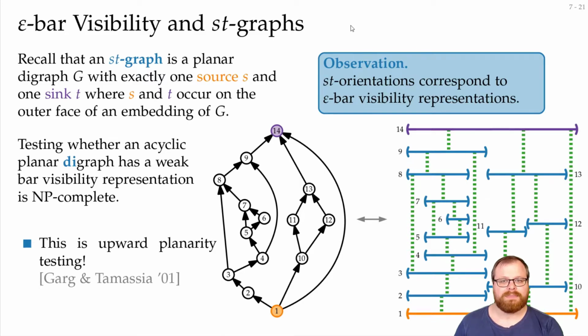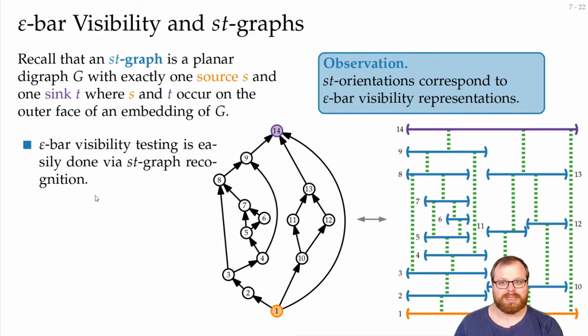But for epsilon bar visibility, we can do a simple test. If we have a directed graph, then we can add a supersource connected to all sources and a supersink connected to all sinks. And if that gives us an ST graph, then we can use this algorithm to draw it. And it has also been shown that if that doesn't give us an ST graph, then there is no drawing. So the problem boils down to, can we recognize ST graphs? And that we can do in linear time.